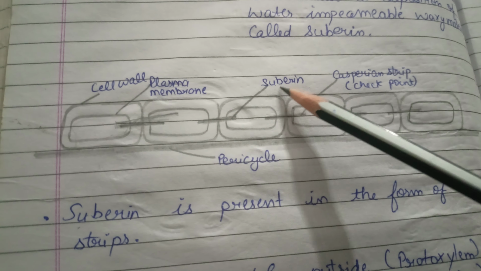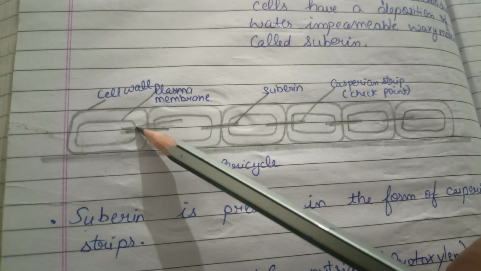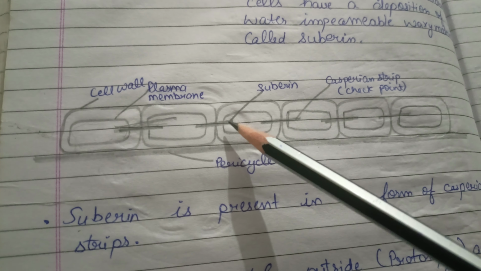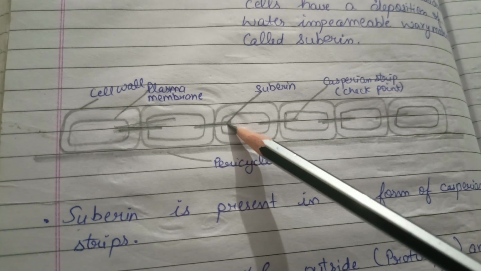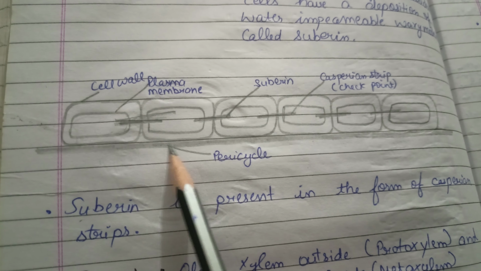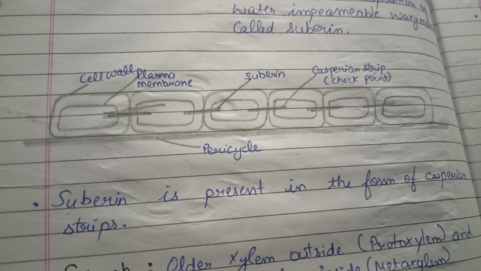These Casparian strips are made up of suberin, and this is the plasma membrane, this is the cell wall, this is the Casparian strip, and the Casparian strip is made up of suberin, and they will act like a checkpoint. This is the pericycle, and inside the pericycle are the xylem and phloem bundles.